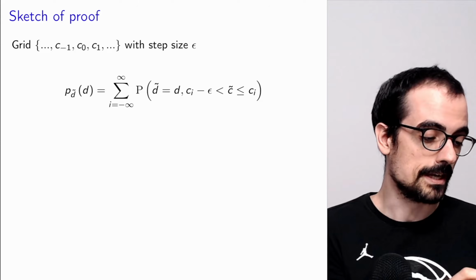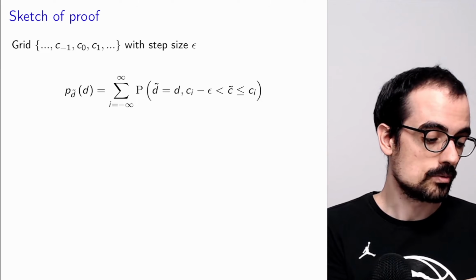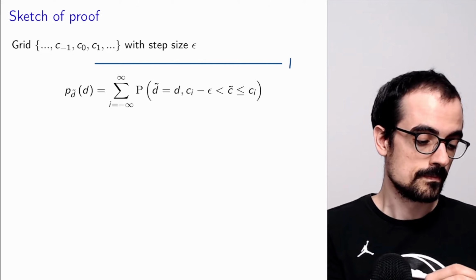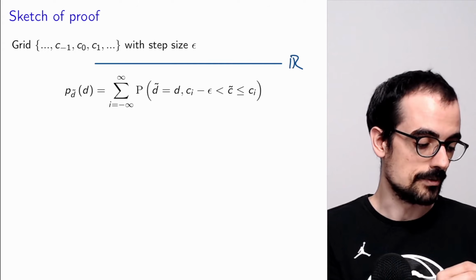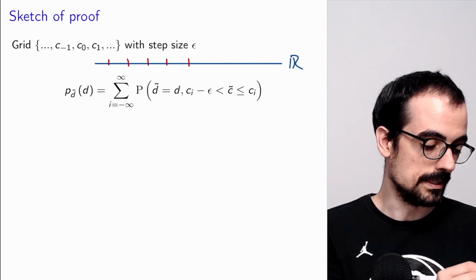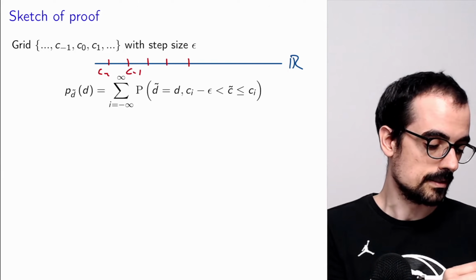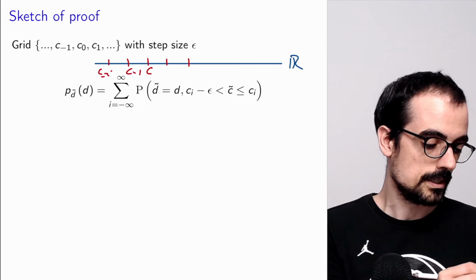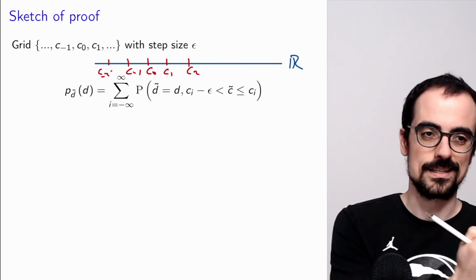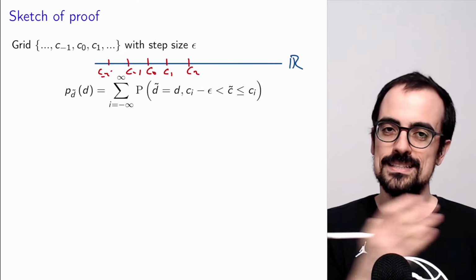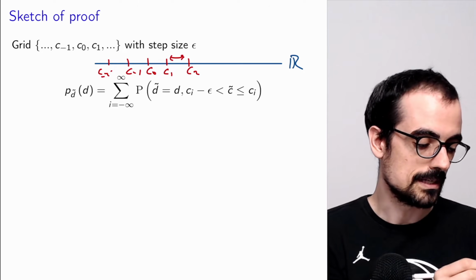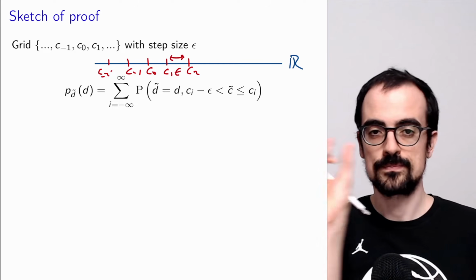What we're going to do is we're going to say, okay, the continuous random variable can be anywhere on the real line. Okay, this is the real line. But we're going to discretize the real line like this. So this would be c_{-1}, c_{-2}, c_0, c_1. So there are all these points that go from minus infinity to infinity. Basically, they cover the whole real line with a step size of epsilon. So this is epsilon in between.